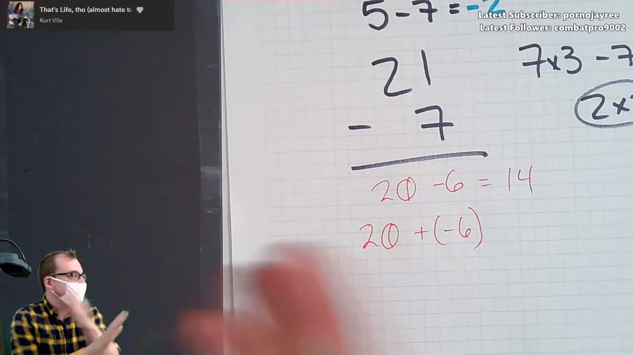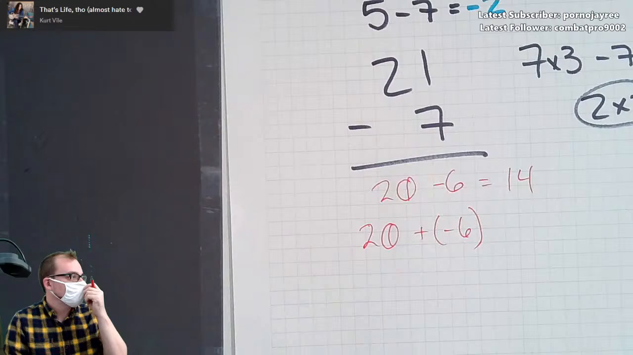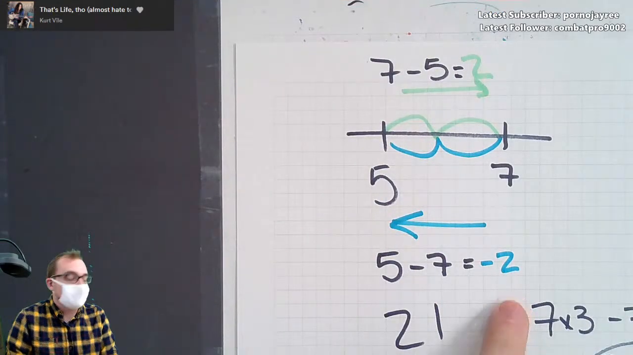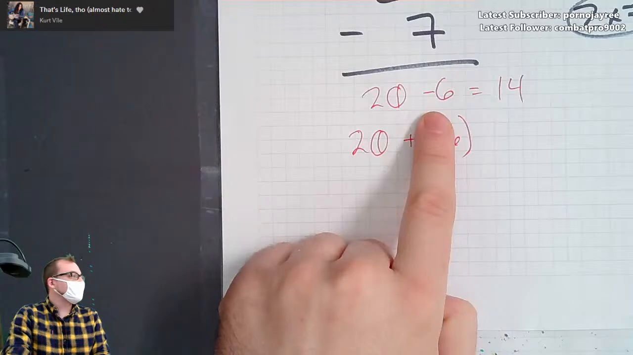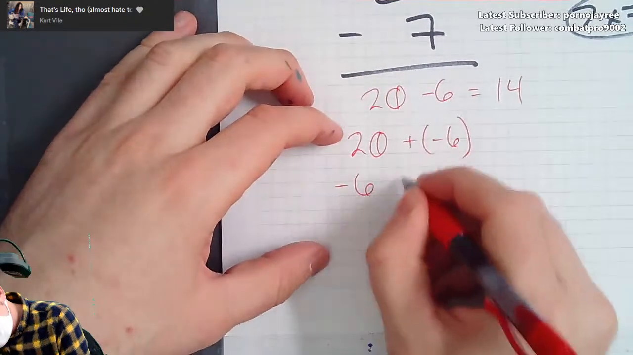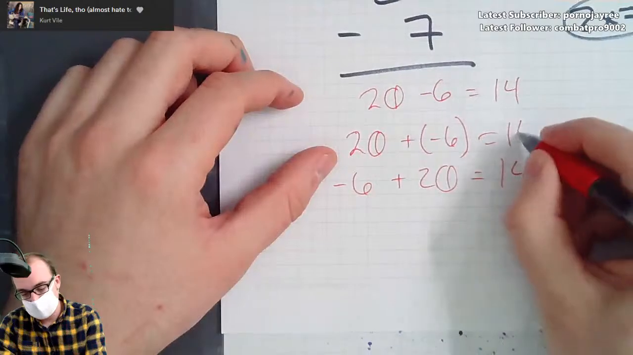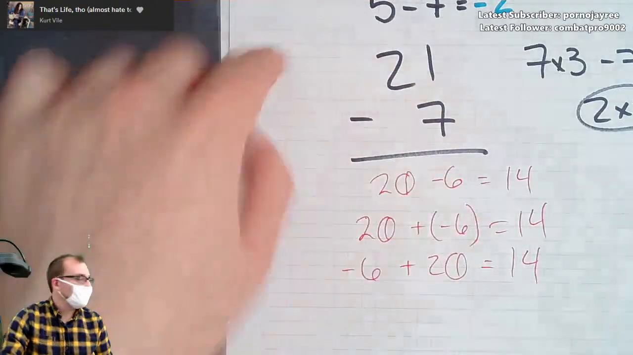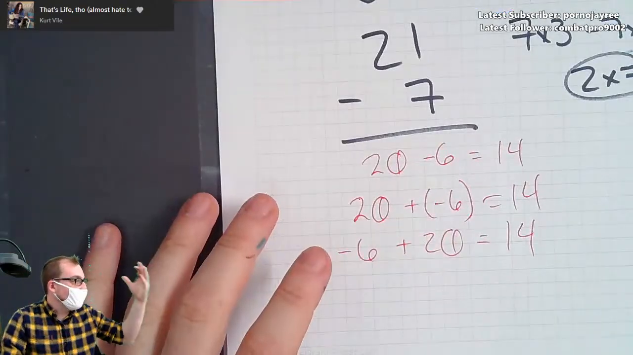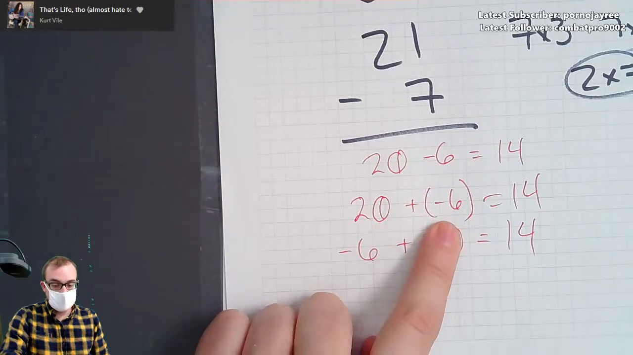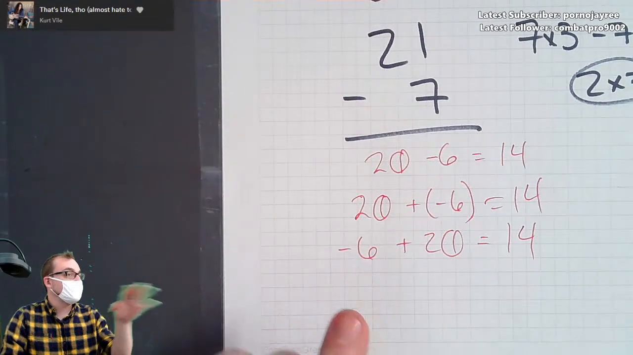When you add, you can do it in any order, right? When you subtract, you can't, because if I flip the order, it changes the answer. But when I add, I can do it in any order. So if I think of this as addition, I can do it in any order. Doesn't matter. You can go from left to right, right to left, doesn't matter, as long as you know that the sign stays with the number. See how 6 was negative? See how it's still negative? As long as you keep the sign with the number, you're fine.